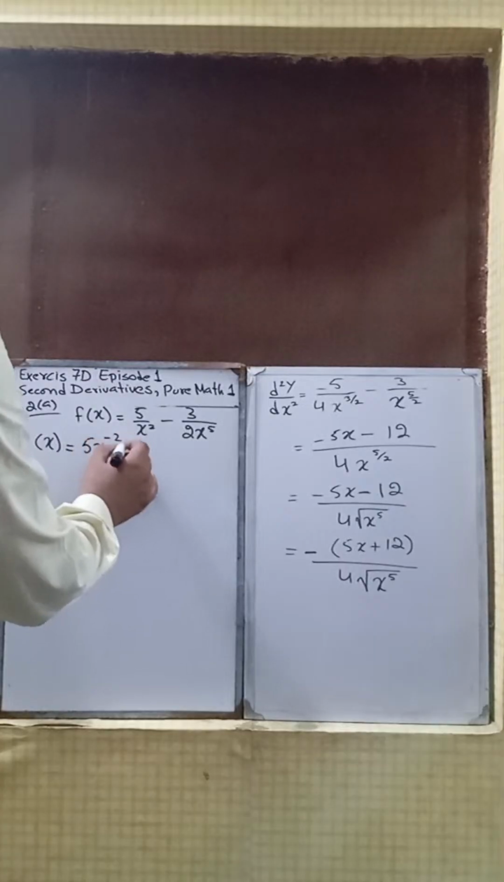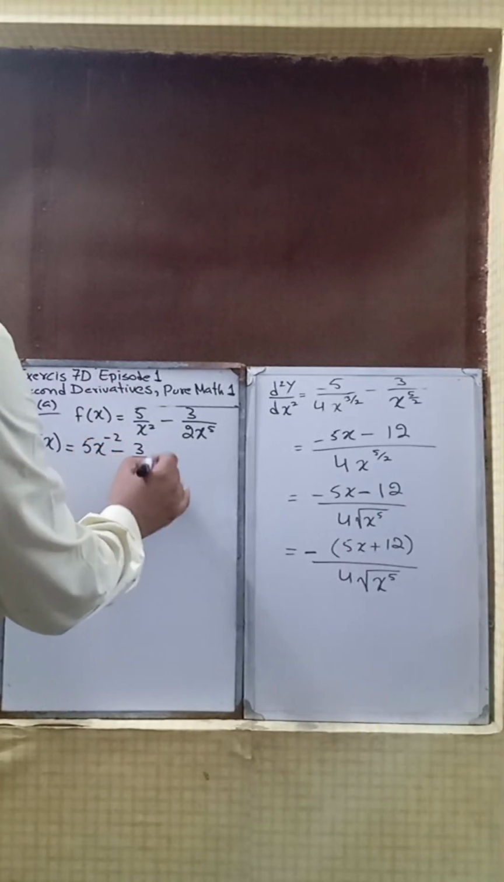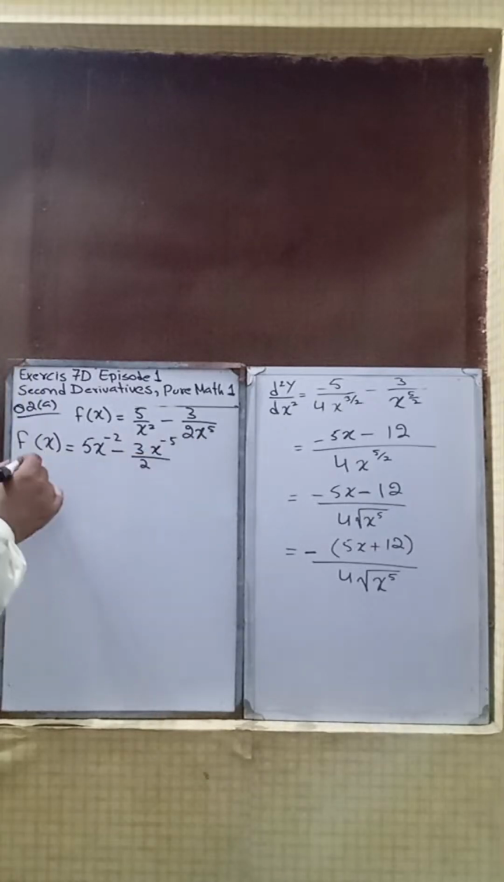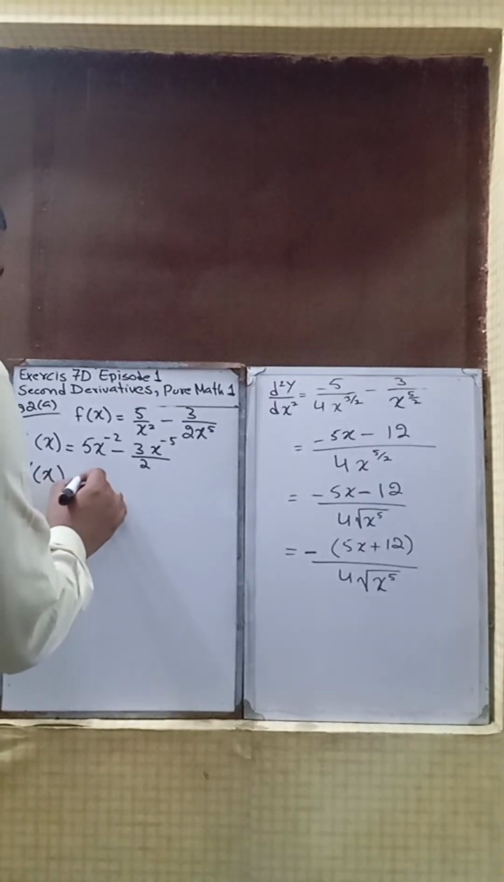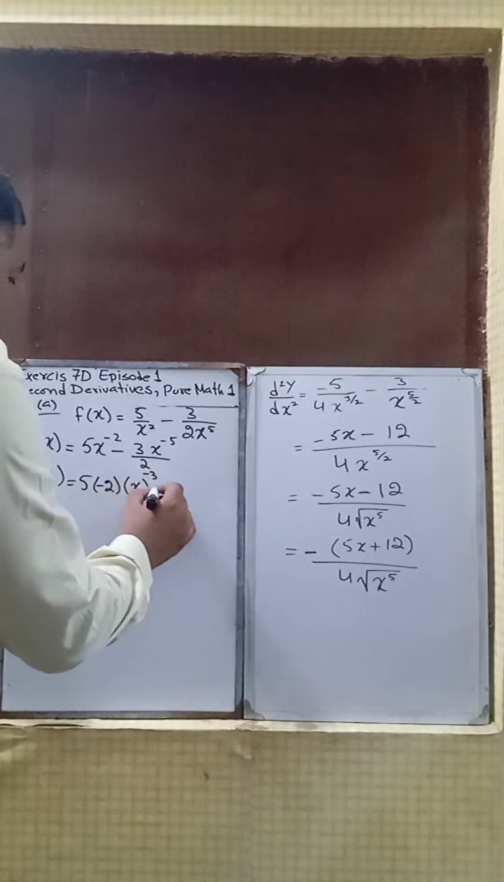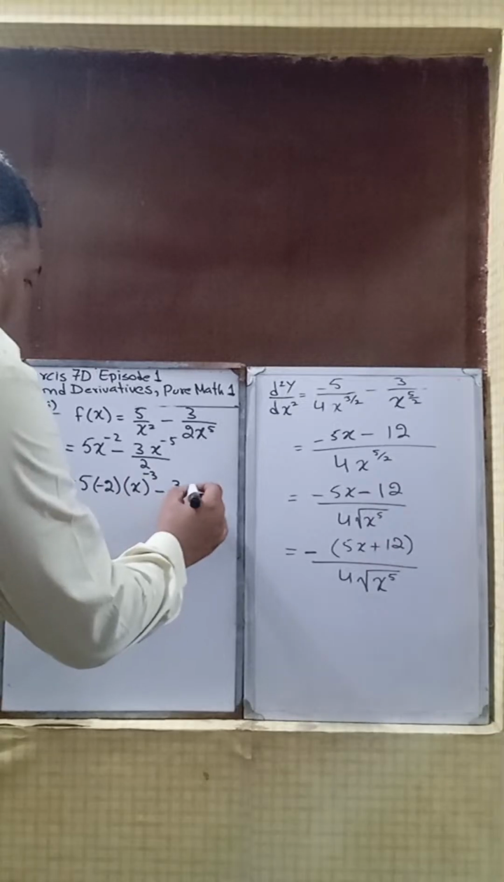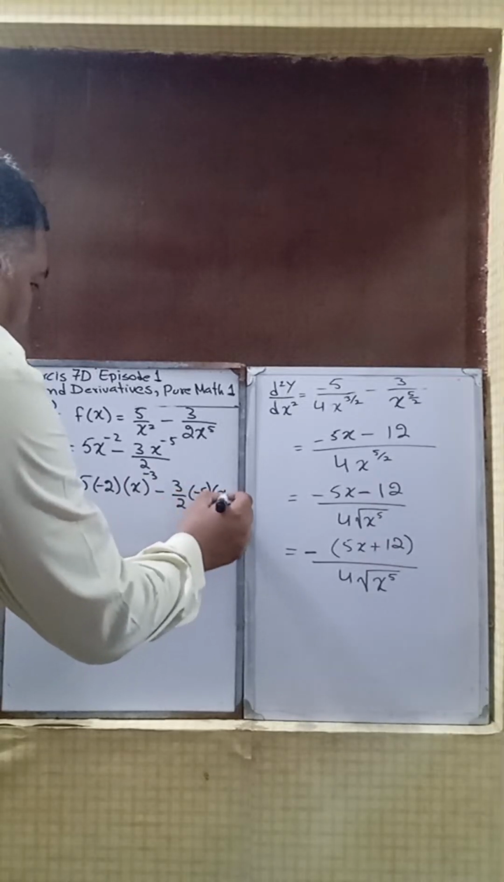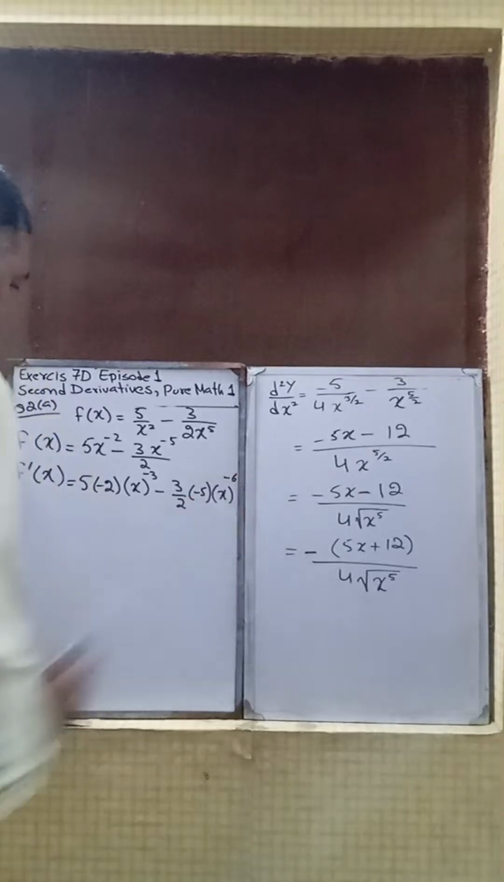So, before you take this, let me simplify this. Bring this x squared upstairs. 3 by 2 and x raised to power will be minus 5. Now I will take the derivative. This is the symbol for derivative. When you write this in the function form, this prime means that I'm taking its derivative. For the first derivative, you only write one prime here. So this will become 5 into minus 2 into x raised to power minus 3. Then you have minus 3 by 2 into minus 5 into x raised to power minus 6.